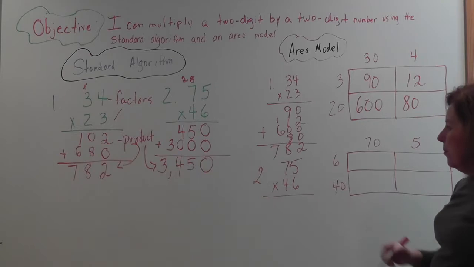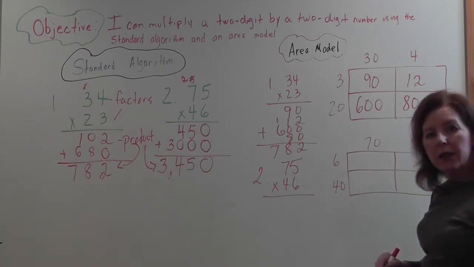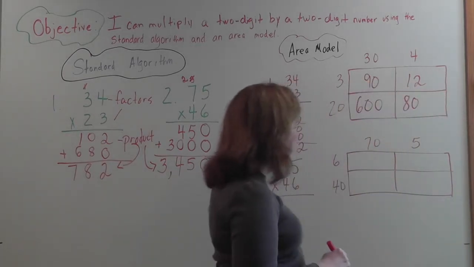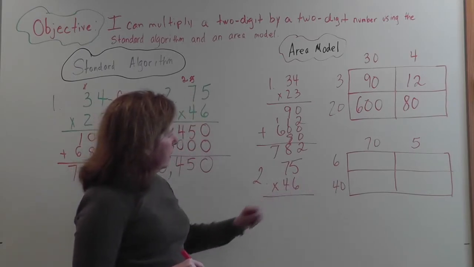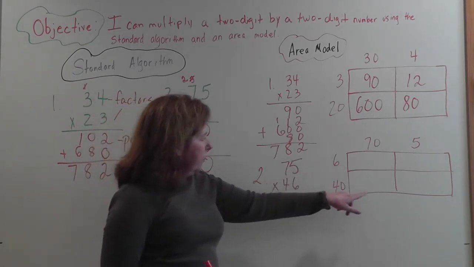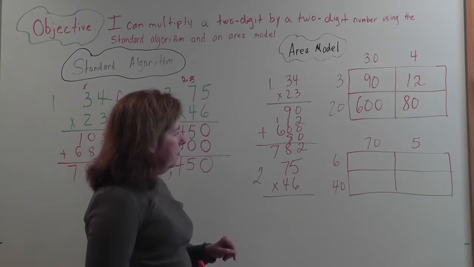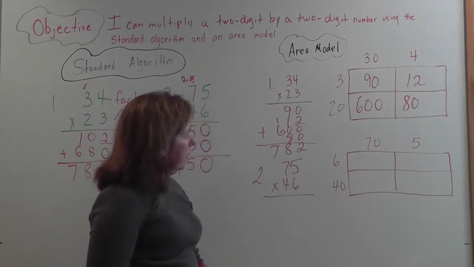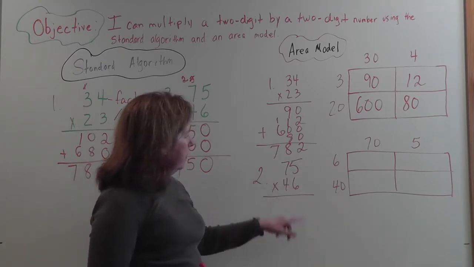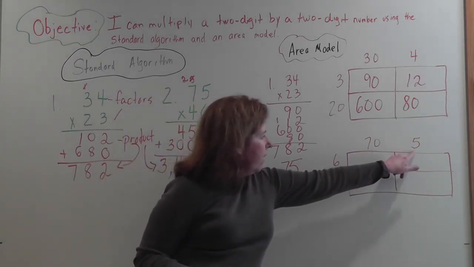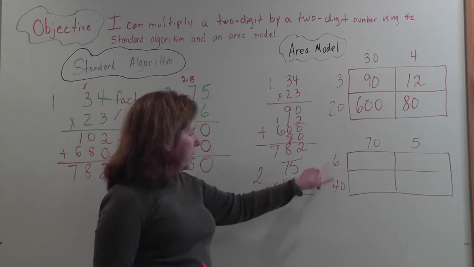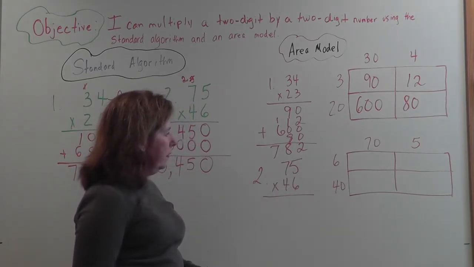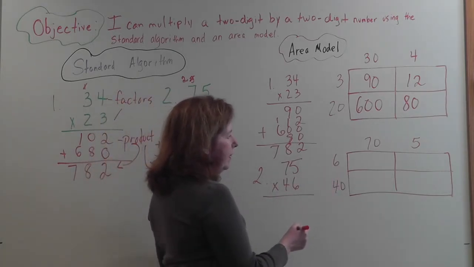All right, now I have another problem. 75 times 46. Okay? Now, I drew my rectangle. I put 4 sections. And I'm going to multiply 75. I put 75 times 46. Okay? I'm going to multiply my 6 out.